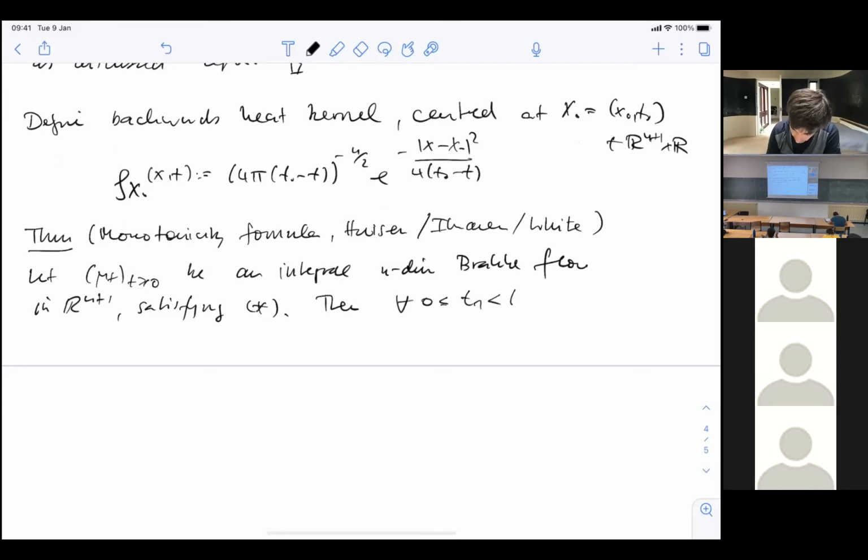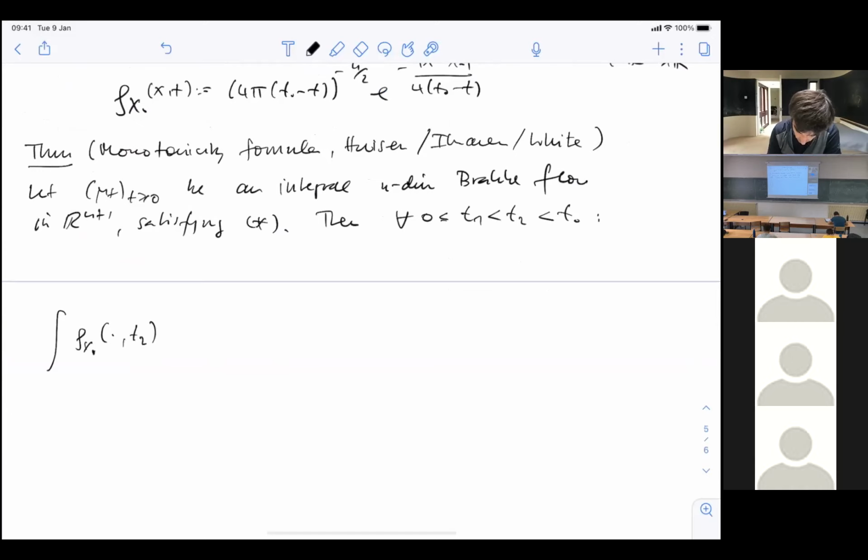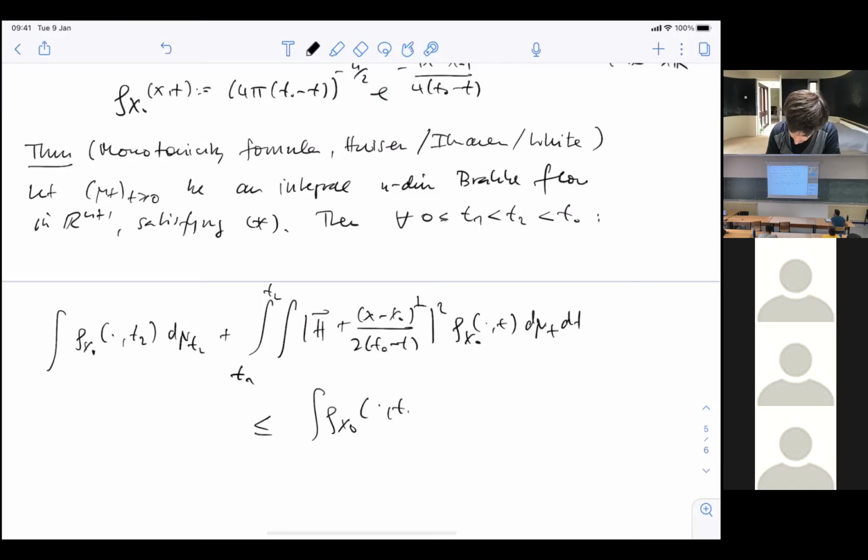we have the following inequality: the integral of rho_{x0} at T2, d mu_{T2}, plus the integral from T1 to T2 of the integral of the norm squared of the mean curvature vector plus (x minus x0) perp divided by 2(T0 minus T), times rho_{x0}, d mu_T dt, is less than or equal to the integral of rho_{x0} at T1, d mu_{T1}. See, this is just the integrated classical monotonicity formula for mean curvature flow.